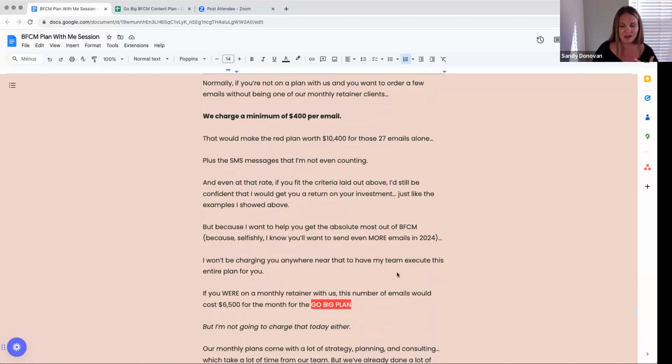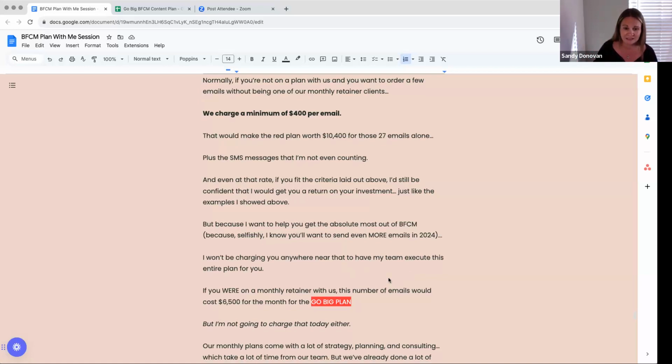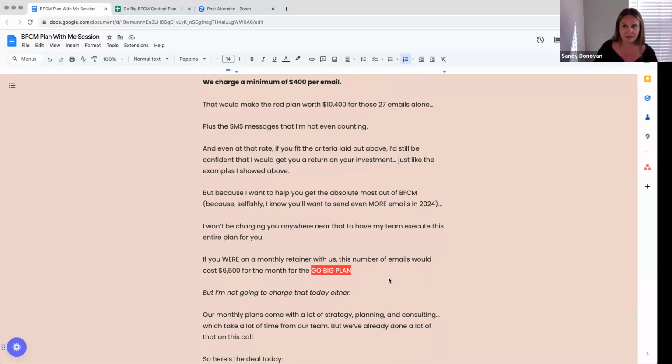I'm even not going to charge you what I would normally charge someone on the retainer plan. The reason being is because normally, even if you were on a retainer plan with us and you wanted this many emails, that would be over $6,000 for the month for my team to do all of that work, because it is quite labor intensive. But with our retainer plans, it comes with a lot of strategy and planning, which takes a lot of time for my team. There's also consulting, which takes time from me, but we're doing a lot of that on this call. So I don't think it would be fair for me to charge you that price either.